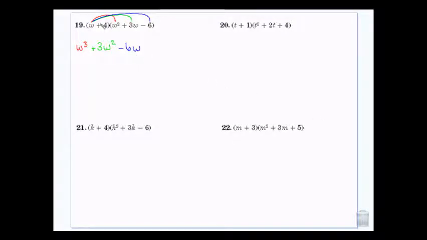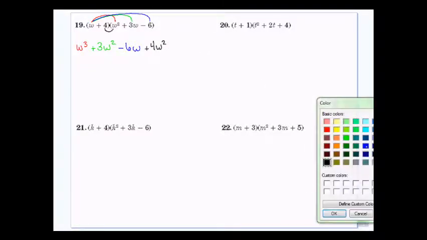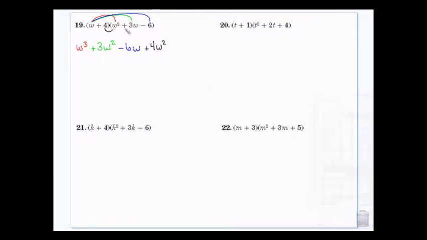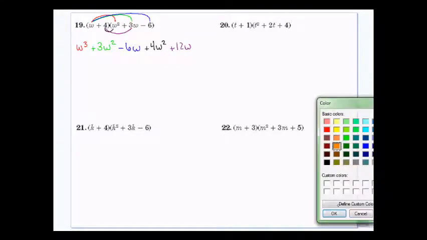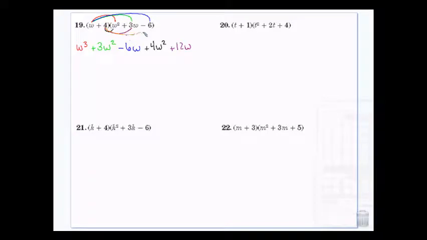Then I come in and I do 4 times w squared to get 4w squared. And then 4 times 3w to get 12w. And then 4 times negative 6 to get negative 24. So the first one times everything, and then the second one times everything. Then we have to look at our like terms.